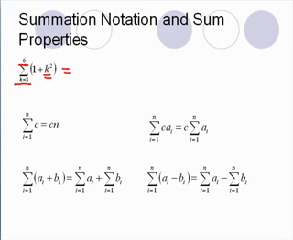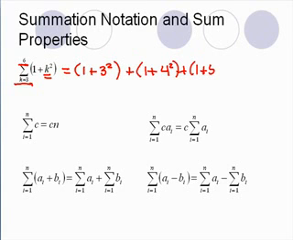So let's write out these. Notice we didn't start at 1. We don't have to. We can start at 3. So the first term is 1 plus 3 squared. Second term is 1 plus 4 squared. 1 plus 5 squared. And 1 plus 6 squared.